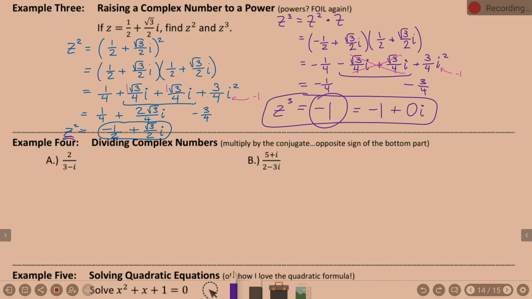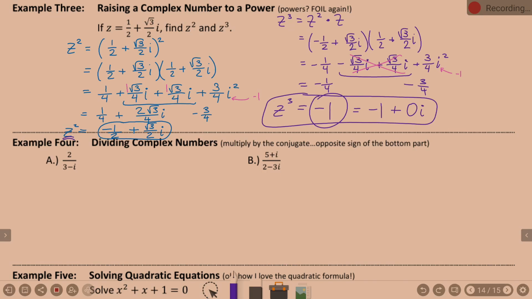Okay, we're ready for example 4? That was multiplying complex numbers. Now we've got to divide complex numbers. As you look at this, 2 divided by 3 minus i, can I do 2 divided by 3 minus i? No. Not easily. When we had something that involved square roots in the denominator, remember, we could never leave square roots in the denominator. Well, same idea, we can't leave i's in the denominator, because an i is a square root.